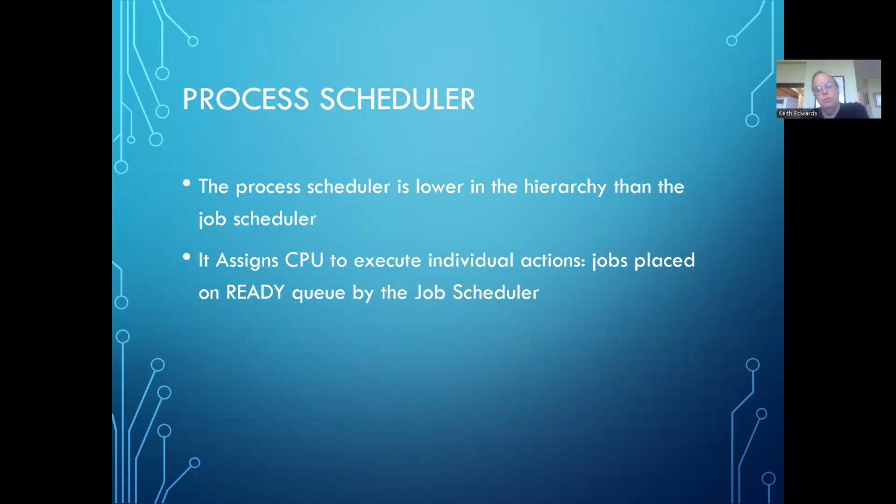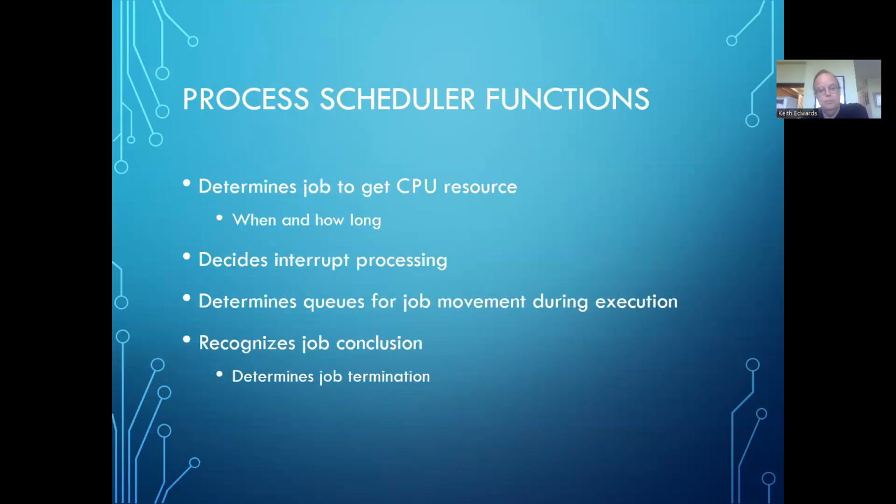The process scheduler is lower in the hierarchy. It assigns the CPU to execute individual actions, jobs that are placed on the ready queue by the job scheduler. So it determines the job to get the CPU resource, when and how long, decides on interrupt processing, determines queues for job movement, and recognizes when a job is finished or terminated and we have room for more.